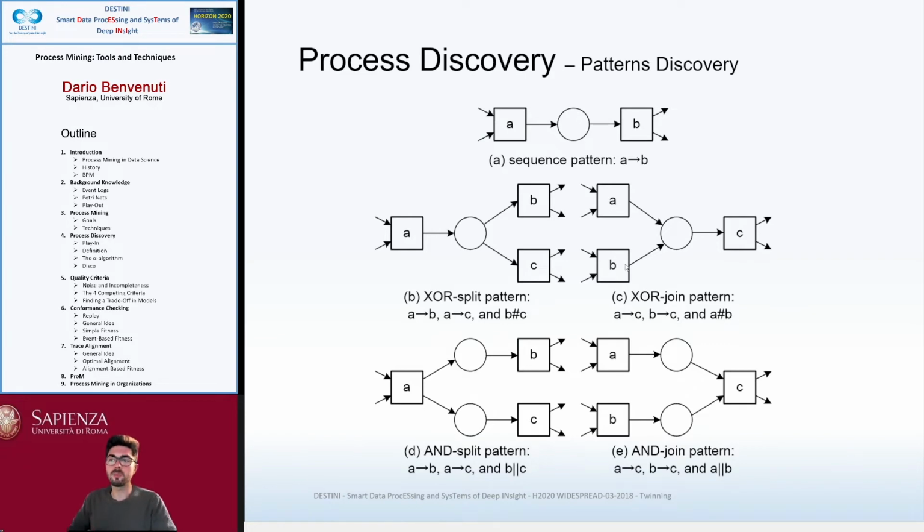So the algorithm scans for these relations and then needs to build some kind of model using them. Here, for example, we can see how each ordering relation can be used to build a part of the Petri net that will be discovered. So a sequence pattern comes from a causality relation very easily. Here we have, for example, the parallel executions or the choice execution, and so on.